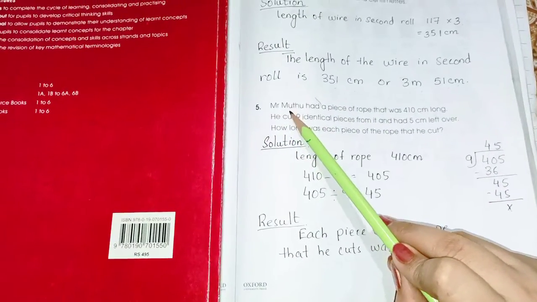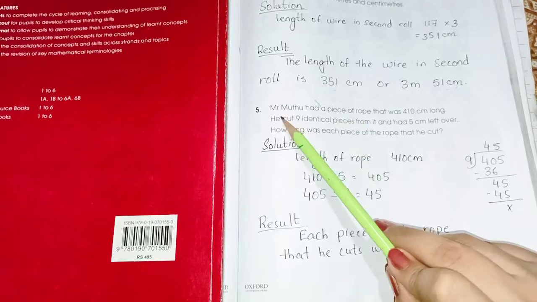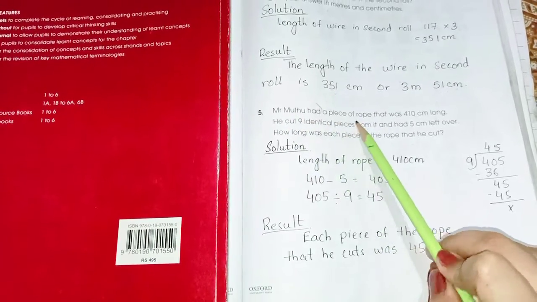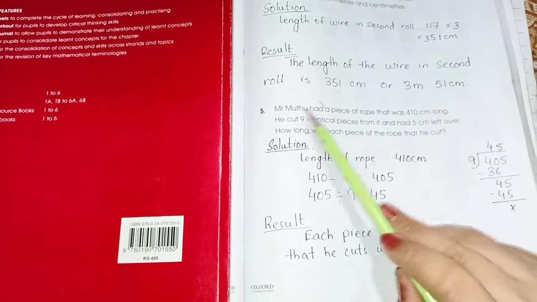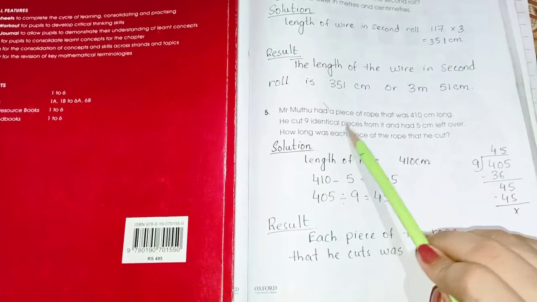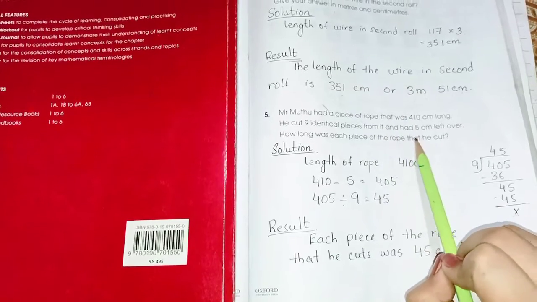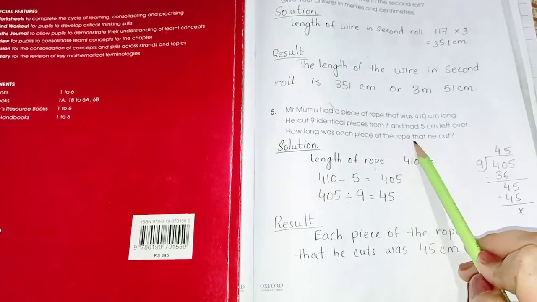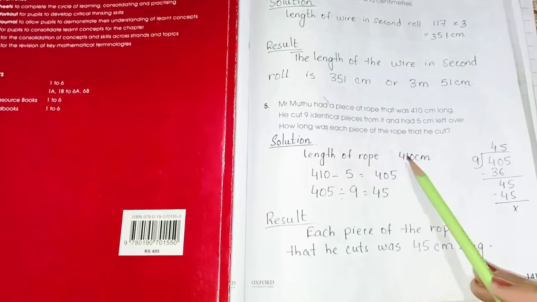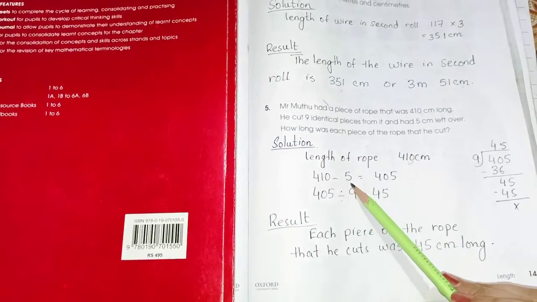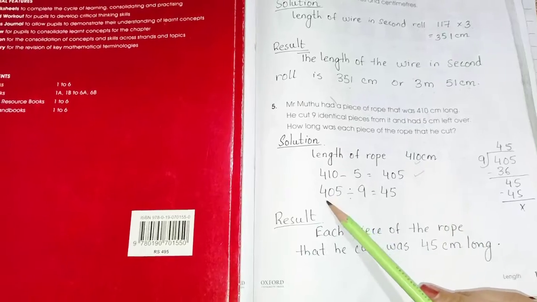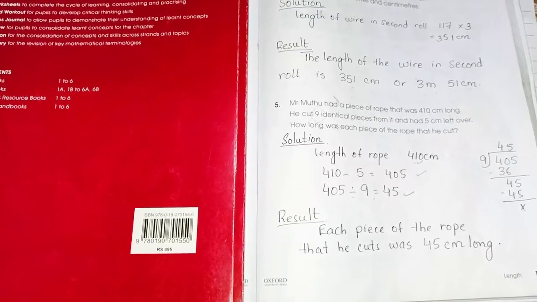Word problem number 5. Mr. Muthu had a piece of rope that was 410 centimeters long. He cut 9 identical pieces from it and had 5 centimeters left over. How long was each piece of the rope that he cut? Length of rope 410. 410 minus 5 is 405. 405 divided by 9 because he cut 9 identical pieces. So the answer is 45. Each piece of the rope is 45 centimeters long.